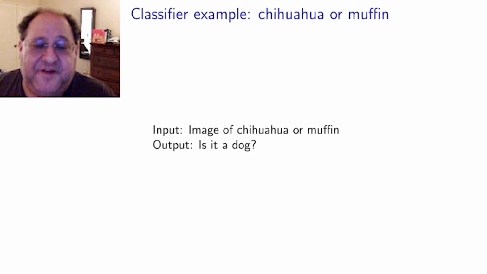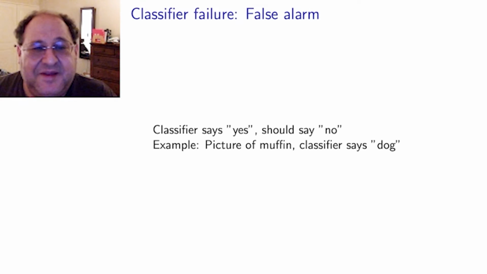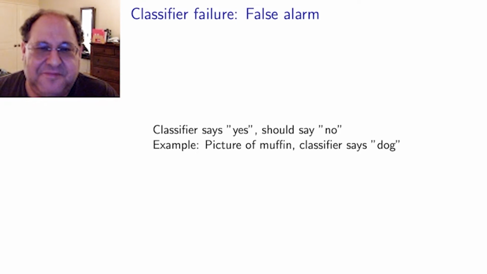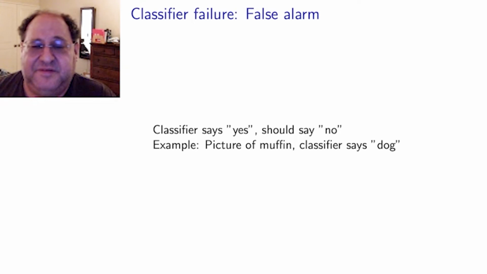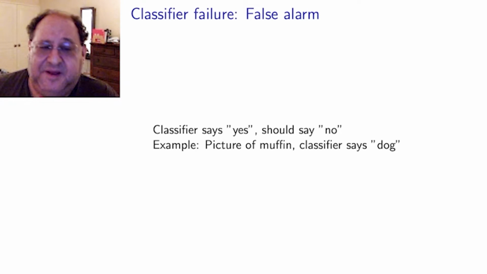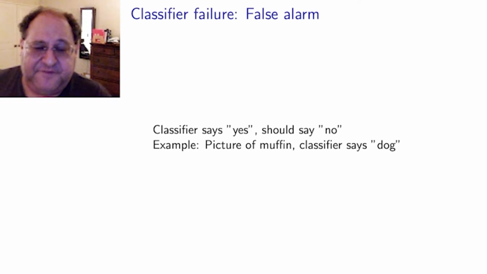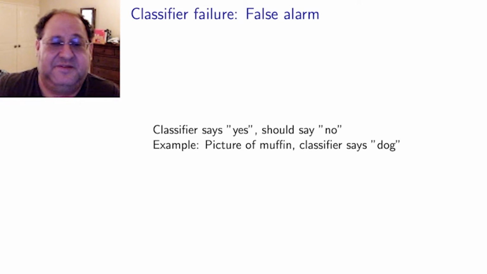So classifiers can fail, right? There are different definitions. It can be a false positive or a type 1 error. I like to call it a false alarm because that's much harder to mistake. This is when the classifier says yes, right, it's alarming. It says, hey, you should file this as a dog, and it should say no. So if you give an image recognition system a picture of a muffin and the classifier says it's a dog, then this is a false alarm. This means that a classifier failed by saying it's a dog when it shouldn't say that.